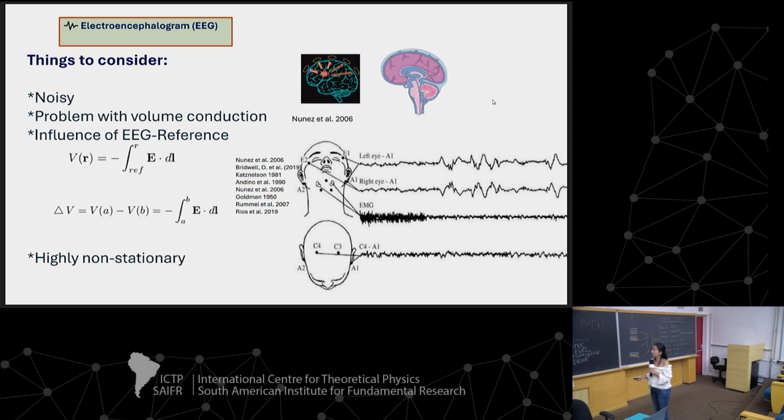The second big problem is volume conduction. And there is a lot of literature explaining that functional connectivity is modulated by the EEG reference. That is a big problem because we don't know exactly what is the best EEG reference to apply. But this is another project; if you have questions about this, I can explain later. And the other big problem is that the EEG signal is highly non-stationary.